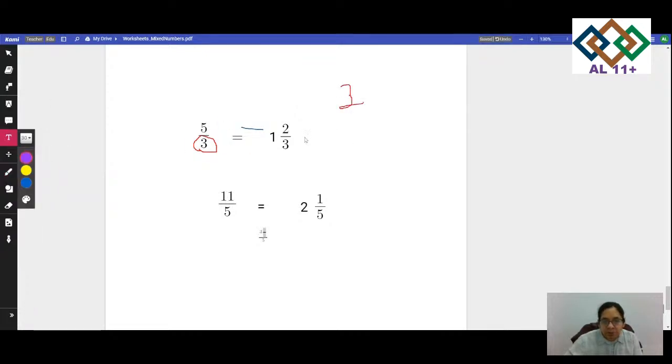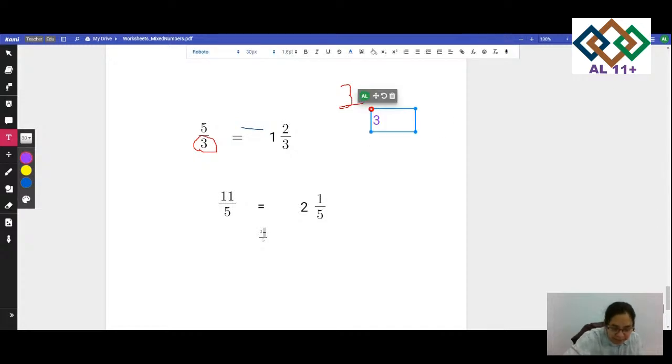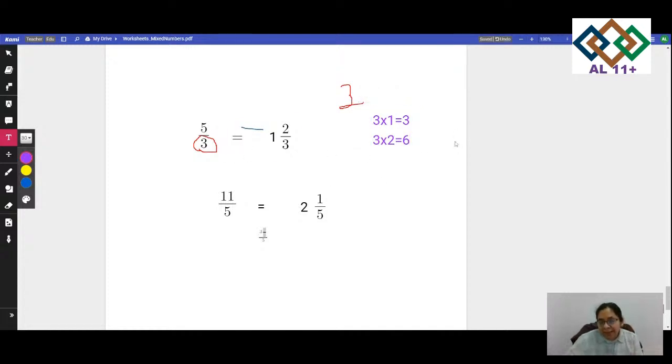Let me just use my text box, that'll be easier. 3 multiplied by 1 is 3, and then 3 multiplied by 2 is 6. If you look at this, that is more than 5. So the closest we have on the table is 3. 3 ones are 3, so I'll write 3 in the denominator. 3 is multiplied by 1 to give you 3. So that is 3 multiplied by 1.